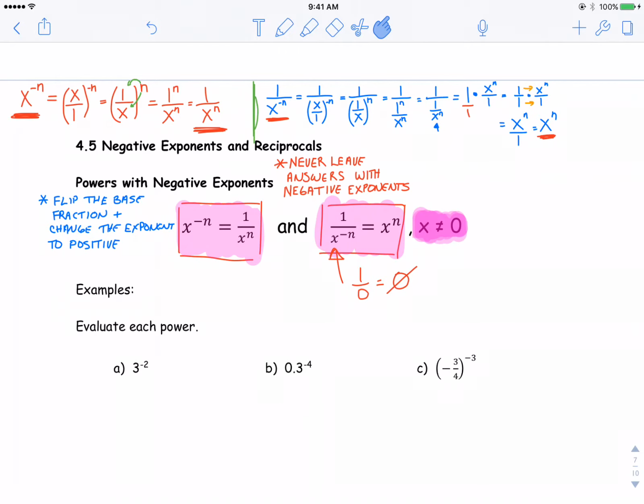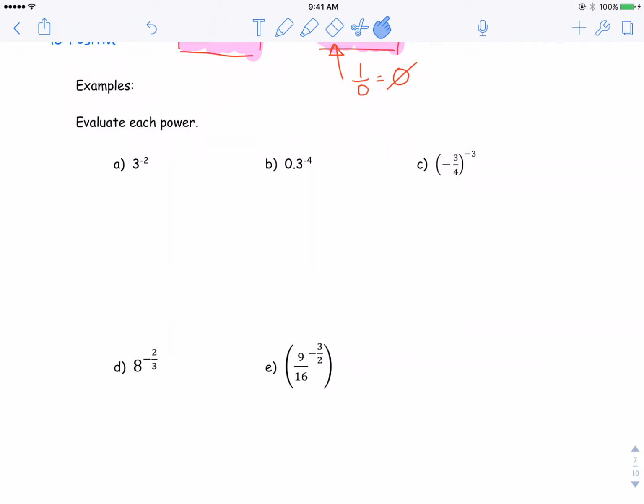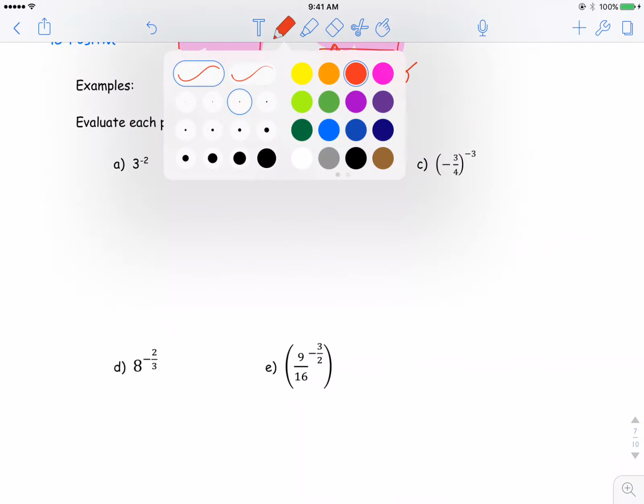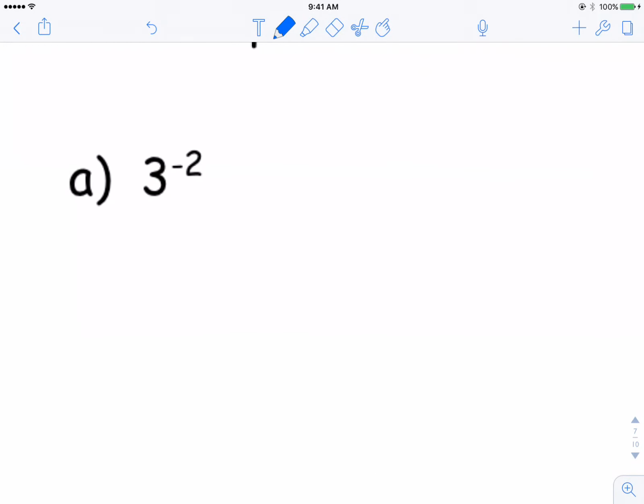Okay, so when I last left you, we had just gone through the two rules for negative exponents and the reciprocal exponent. So now I had asked you to take a stab at some of these following those rules. So let's have a go. I'll change to blue here. Evaluate each power. 3 to the power of negative 2.